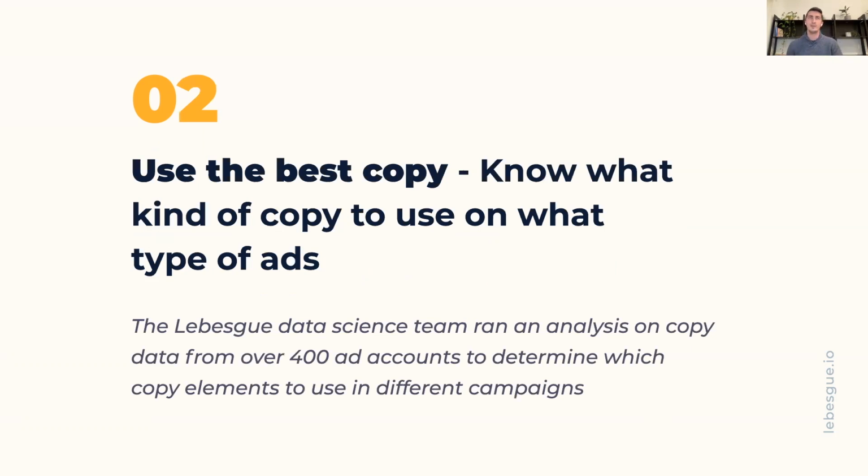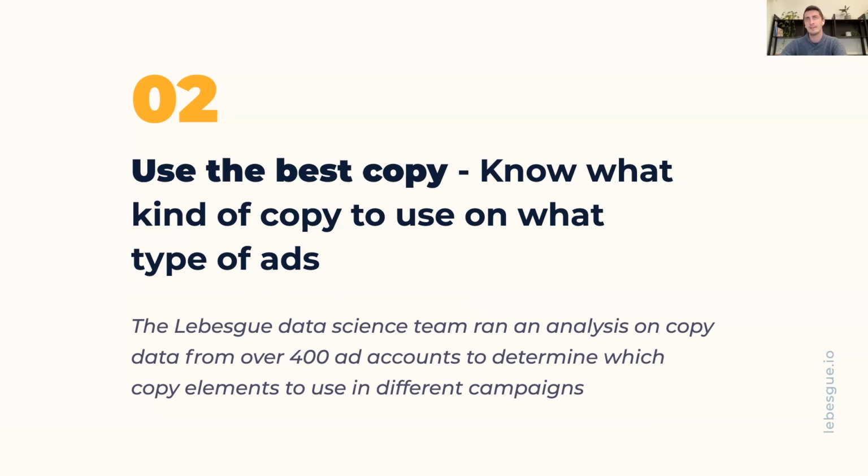The number 2 advice that we have is to use the best possible copy. Separate from the AI copywriter that I showed you in this presentation, what we did at Lebeg is that our data science team ran an ad copy analysis on over 400 different ad accounts. We broke down the ad copy based on campaign, whether it's a prospecting campaign or a retargeting campaign, and we broke the ads down into several different features.